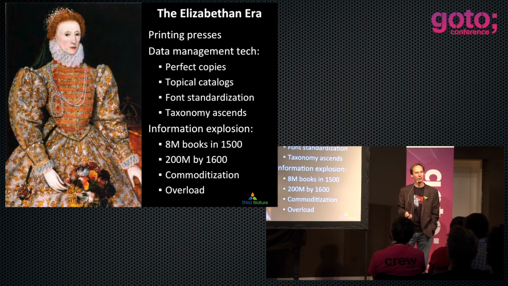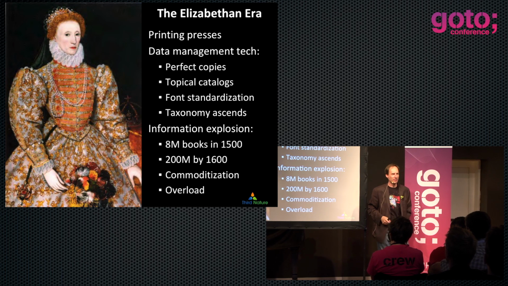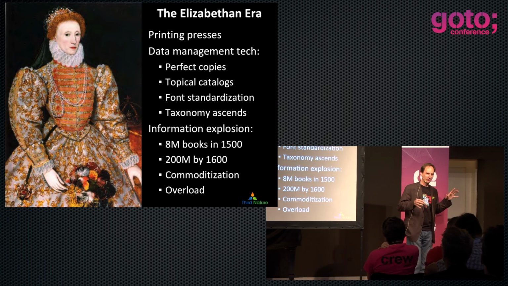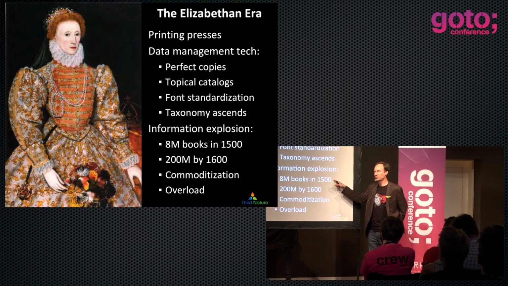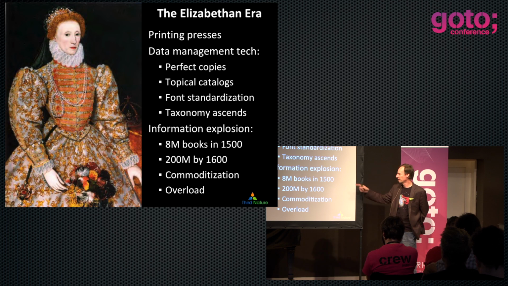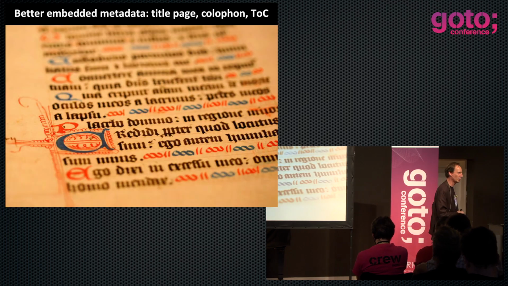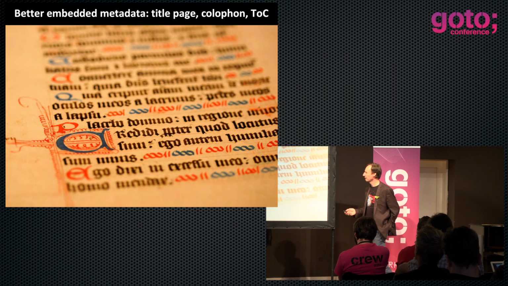That took a long, long time. And they began to deal with taxonomy because there's so much information, we now have to figure out how to organize and structure and store it. We go from 8 million books in 1500 to 200 million books in 1600. So in that time span, and of course commoditization, and when you have that, you have overload. So we end up with even better stuff. We've got title pages and colophons and tables of contents.